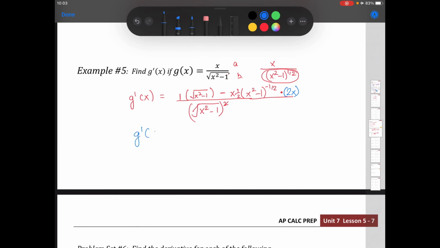So now simplify it. It's x squared minus 1 minus 1/2 times 2, which is just 1. So this would be just x squared, and then I'm left with (x squared minus 1) to the negative half over x squared minus 1. So this is what we did here: the quotient rule and the chain rule. This is what you're going to be mostly doing for your problem set.